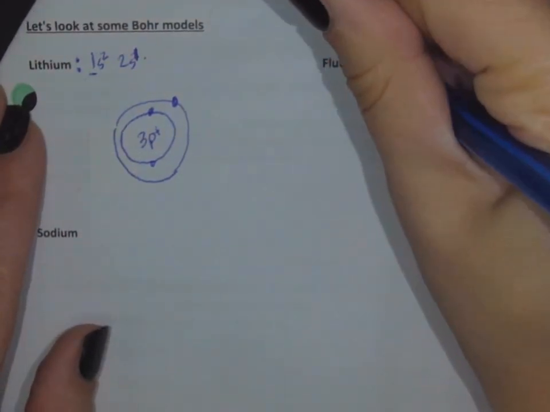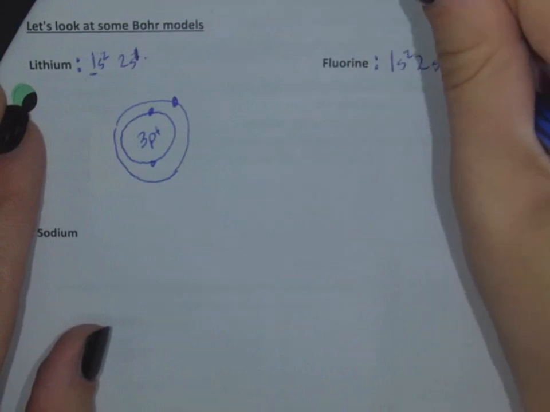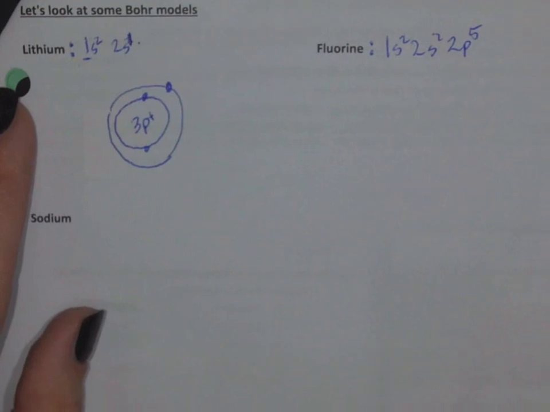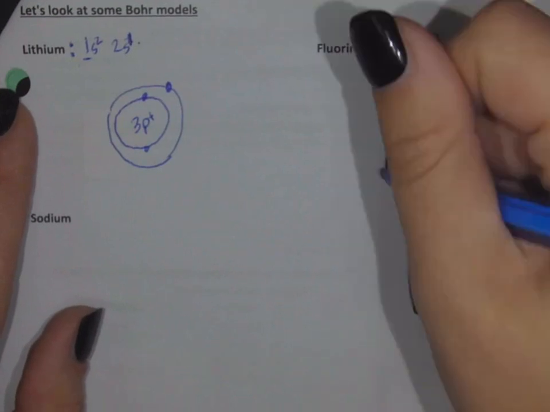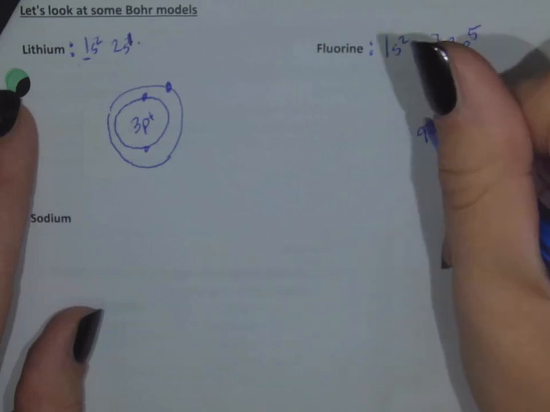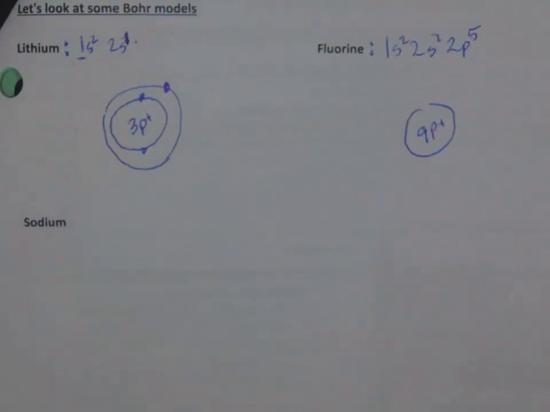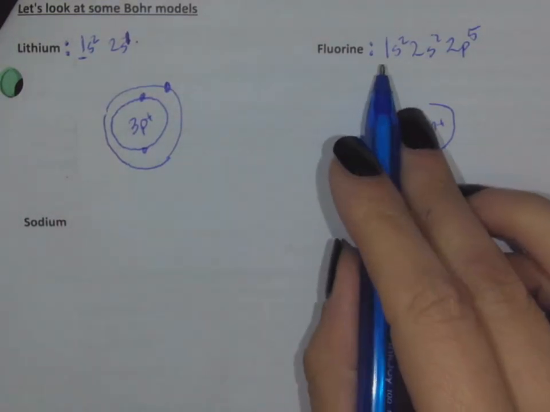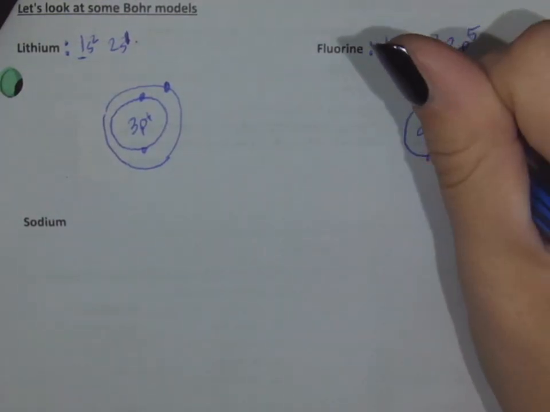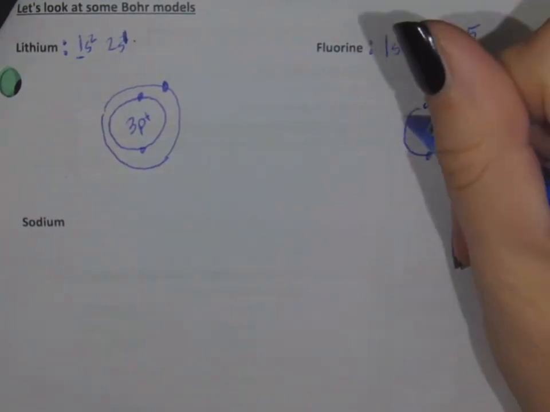Fluorine has an electron configuration of 1s2, 2s2, 2p5. So fluorine has 9 protons, and the first energy level, okay, so this first energy level, it's got 2. The second energy level has got 5, 6, 7.